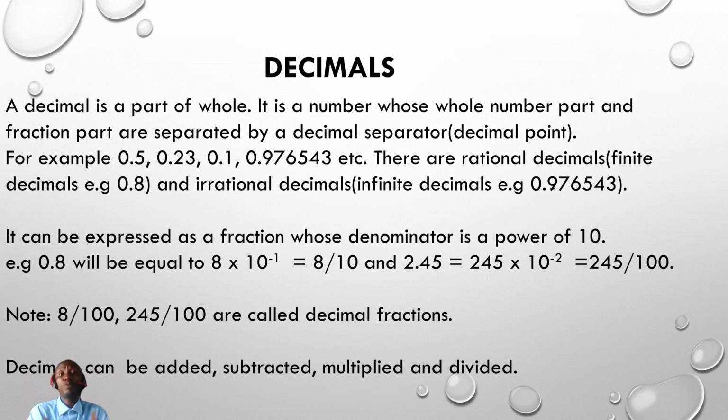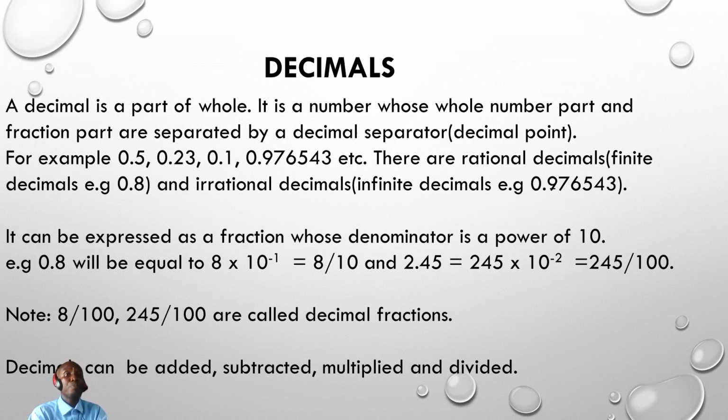So straight up, we're going to look at what a decimal is. A decimal is a part of a whole. It's a number whose whole number part and the fraction part are separated by the decimal separator, which is called the decimal point. Whenever you see a decimal point, don't forget it is called a decimal separator, and it separates the whole number part from the decimal part. So whenever you see a decimal anywhere, you will see a whole number part and a decimal part, with a decimal point in between them.